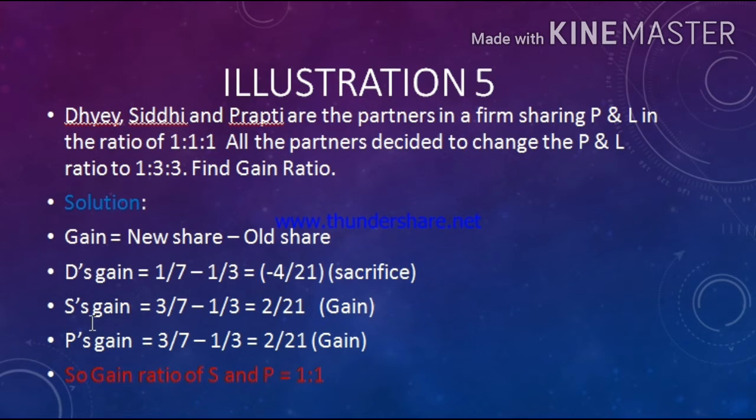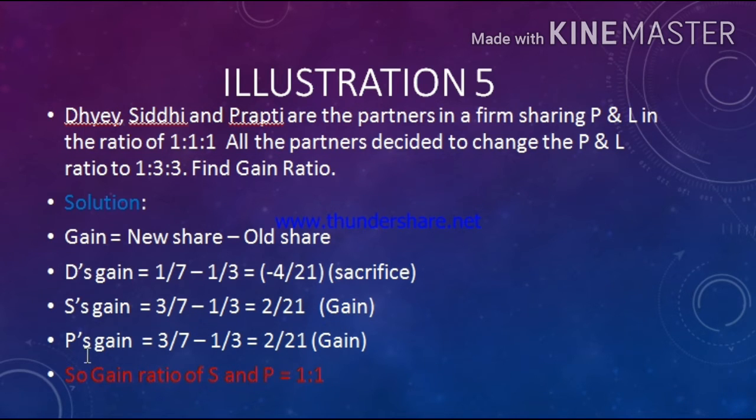Now S's gain, that is Siddhi's gain, is equal to new share, that is 3 by 7, minus old share, that is 1 by 3. The answer comes 2 by 21. A positive answer comes, that's why it's a gain by partner Siddhi.